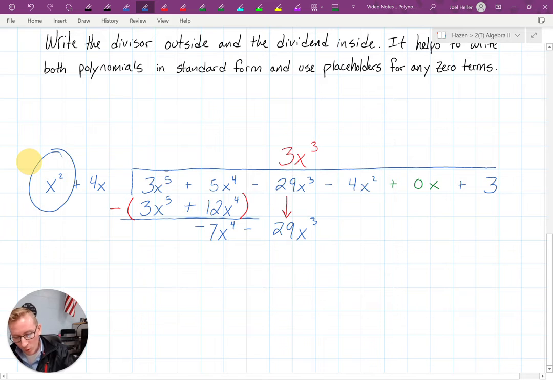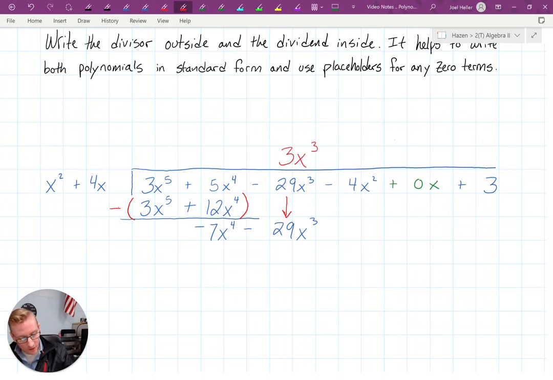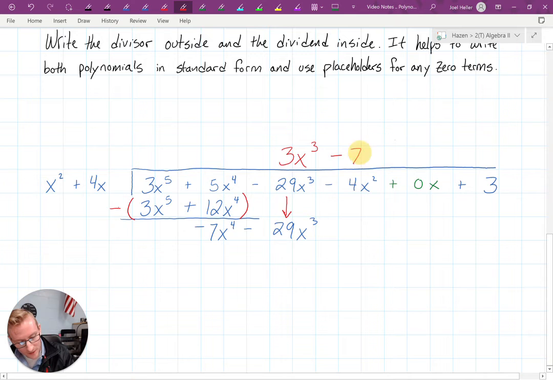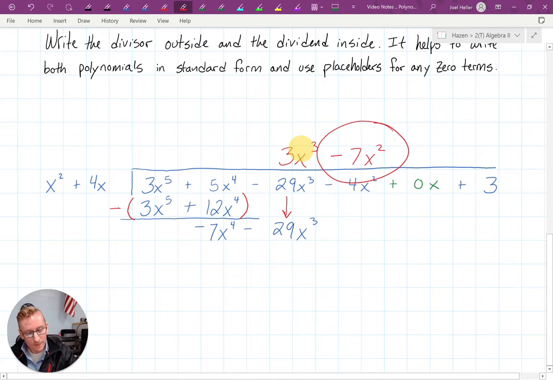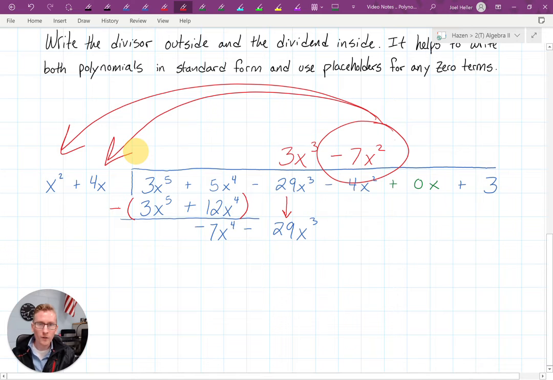I'm looking for what do I multiply my x squared by in order to get negative 7x to the fourth. So that's going to look like negative 7x squared. And again, I'm going to write that up here, minus 7x squared. It's above the x squareds just so that I keep all my variables in a line. Helps the organization. Then I'm going to take that negative 7x squared and multiply it by both terms on the outside and write them underneath.